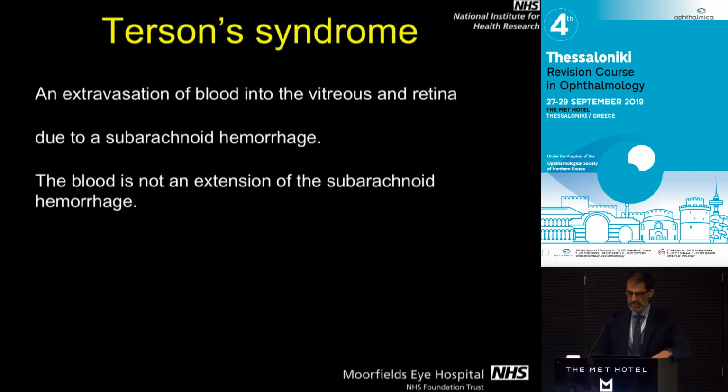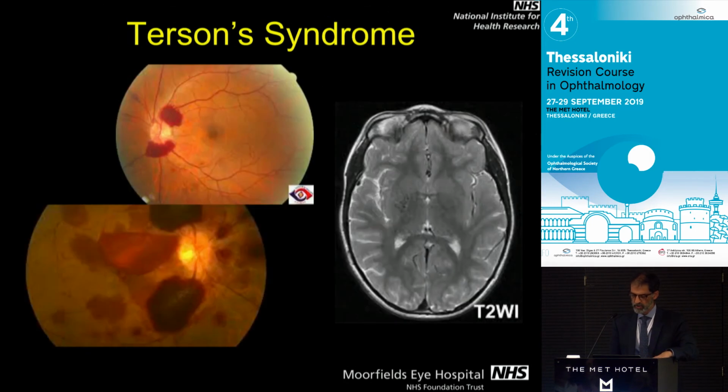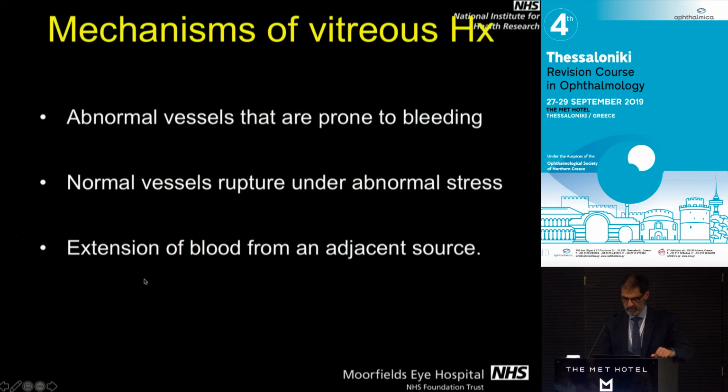So the blood is not an extension from the subarachnoid hemorrhage, and you get a sudden increase in intracranial pressure, and it can cause a differential in retinal venules to rupture. I've shown you one here which is fairly mild, because if I showed you one which had a vitreous hemorrhage, you wouldn't see anything. But you see here you can have subhyaloid hemorrhages as well as intraretinal hemorrhages, and it can be mild, moderate, and the ones we usually see are the ones with vitreous hemorrhage, which is severe.